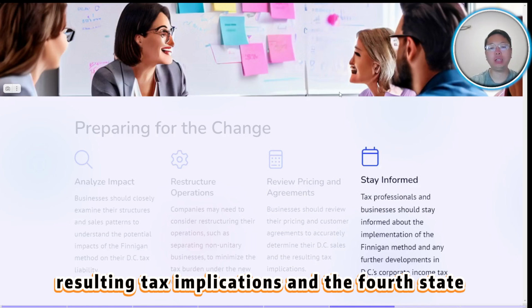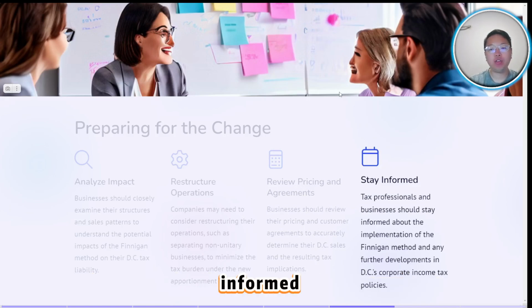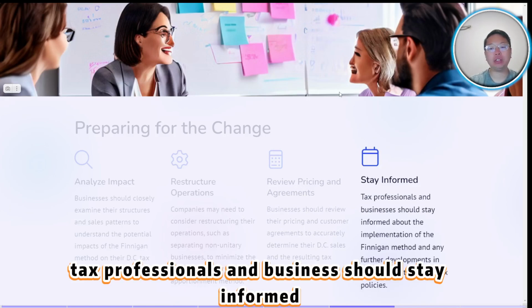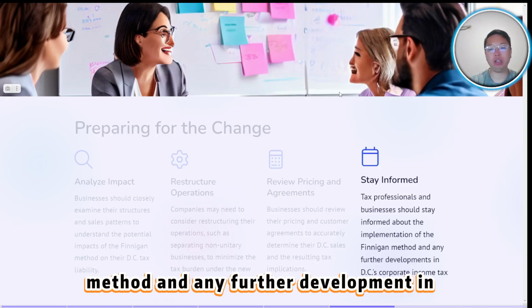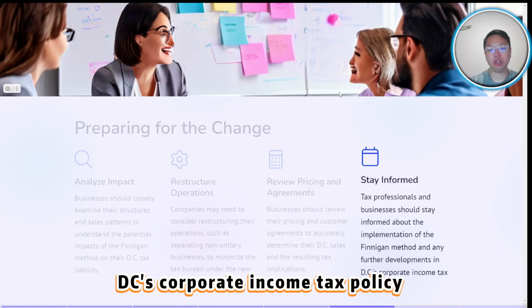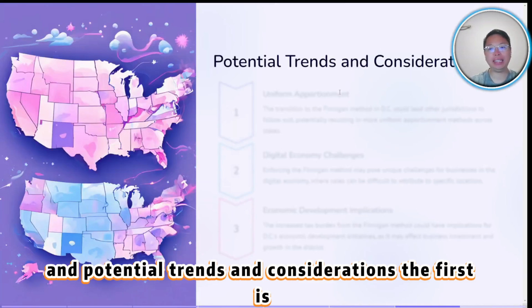And the fourth is stay informed. Tax professionals and businesses should stay informed about the implementation of the Finnigan method and any further developments in DC's corporate income tax policies.